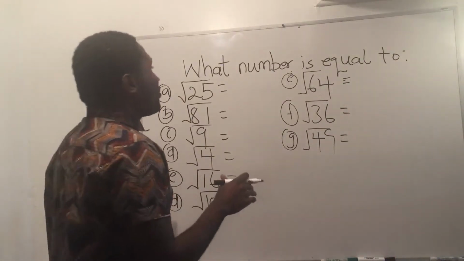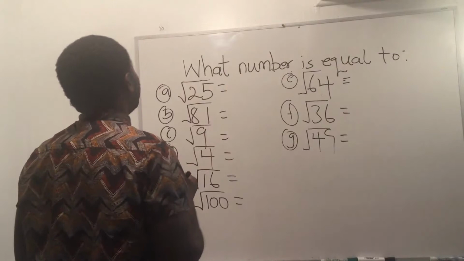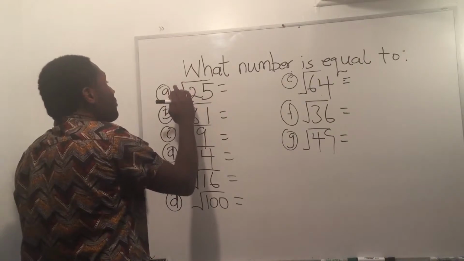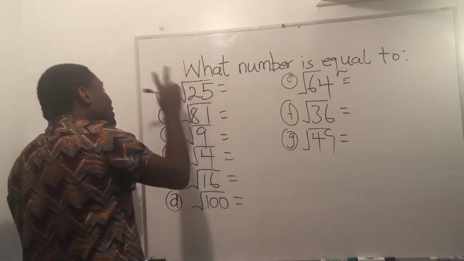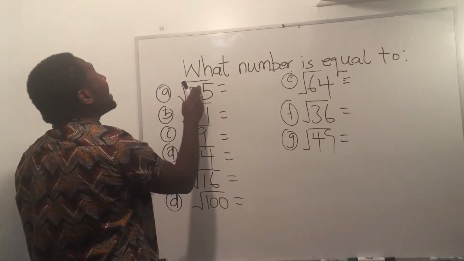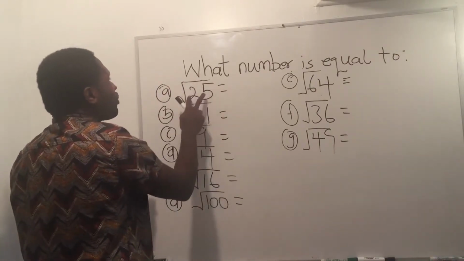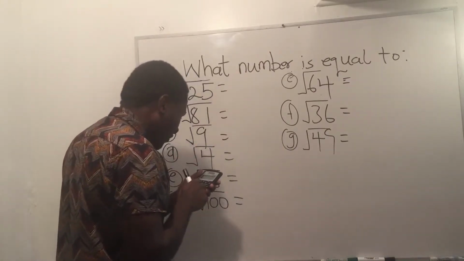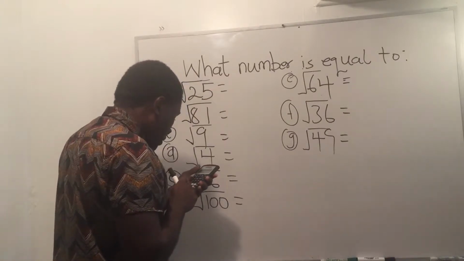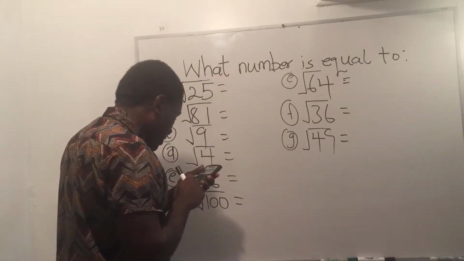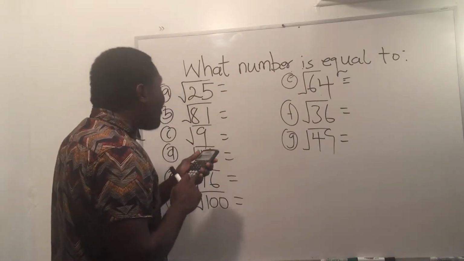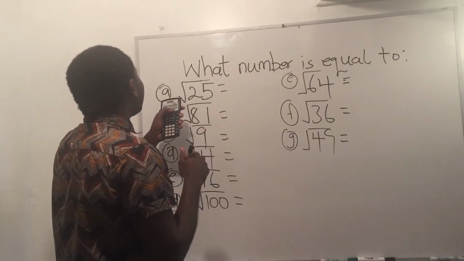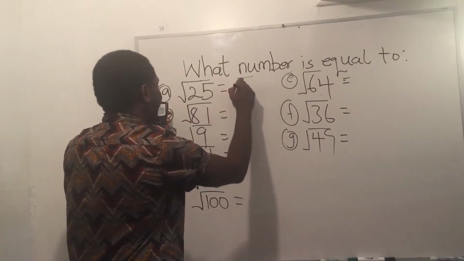Alright, so what number is equal to these right here? I see square roots, and I know square root means I'm looking for a number that if I multiply by itself 2 times, I should get the number inside the square root. So square root of 25, what number can I multiply by itself 2 times to give me 25? 2 times 2 is 4, 3 times 3 is 9. Oh, 5 times 5. So if I multiply 5 by itself twice, I should get 25. So that means square root of 25 is 5.